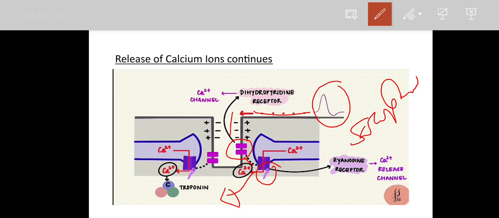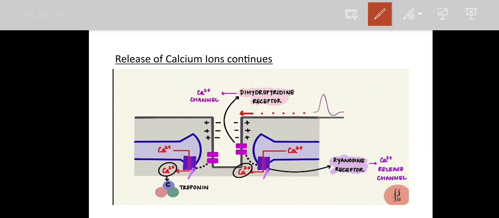So now, what is in the sarcoplasm? Why should calcium go into the sarcoplasm? That's where our area of interest is coming. In the sarcoplasm, there is what we call troponin. Before I say anything about troponin, remember, what is troponin? Troponin is part of the thin filament. We said the thin filament is made up of troponin, tropomyosin, and actin.